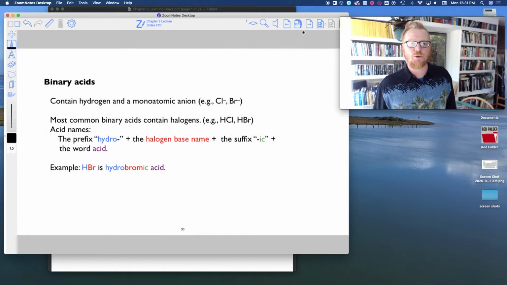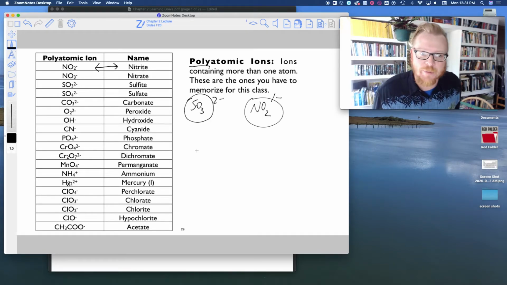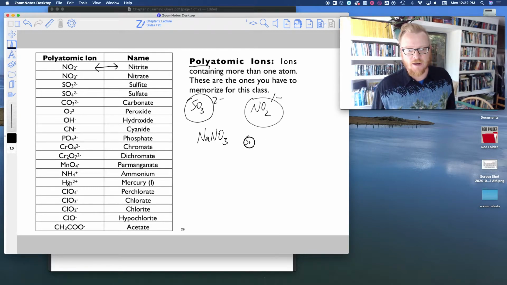So how do we use the polyatomic ions? Well, we can name them just like we did with the other ionic compounds, because remember, these are charged. Because these have a charge, they have to form ionic compounds. So I'll give you an example. Suppose I write this formula: NaNO3. You might be thinking sodium, nitrogen, trioxide. That's not it. I'm going to write that down.